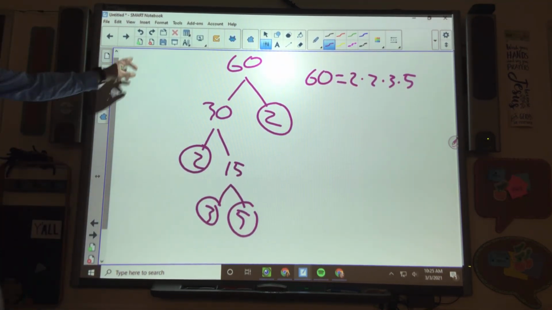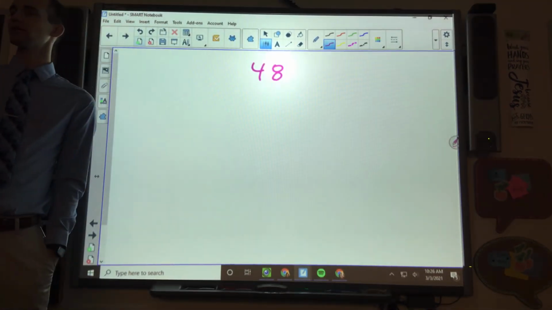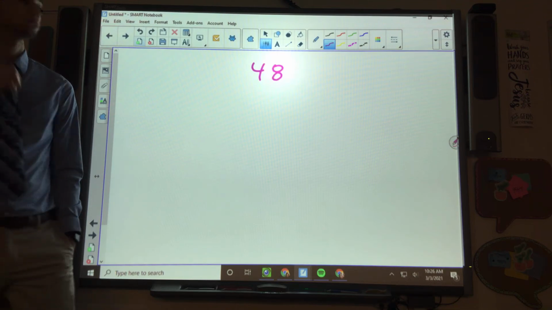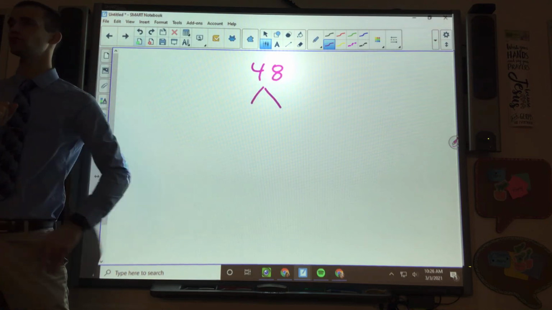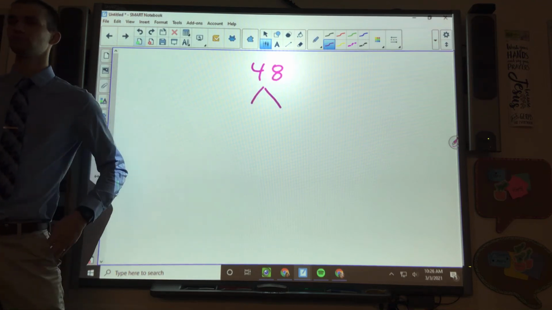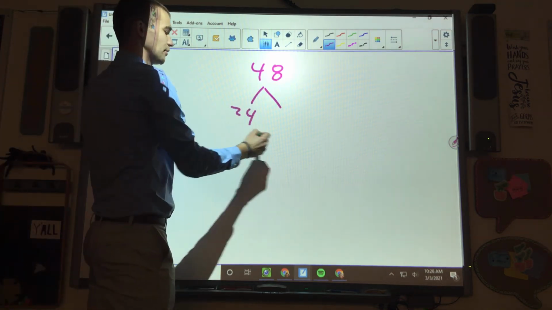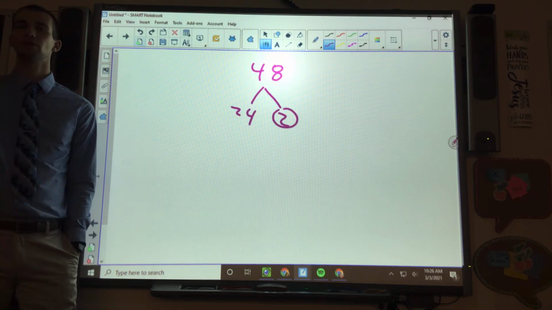All right, last one. 48. Give me a number that goes into 48. Now we can actually look. 9? Nope. 9 goes into 45, 54. 4, 8, 24. 2 and 24. 24, break it up.